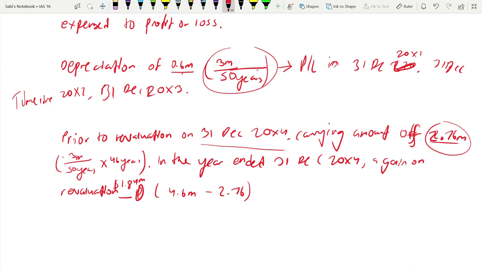And where will it go? I always tell you, you have to write the place where it will go. Just showing the amount that this is a gain, this is a loss is not enough. Where will that gain go? Where will that loss go?